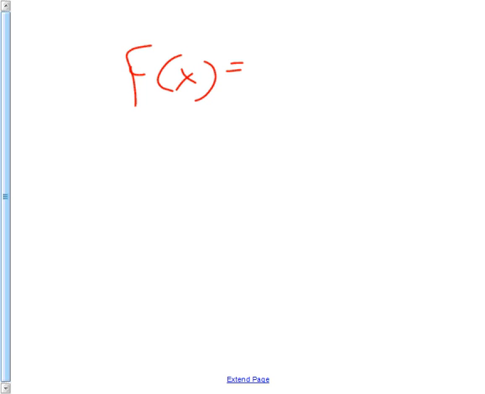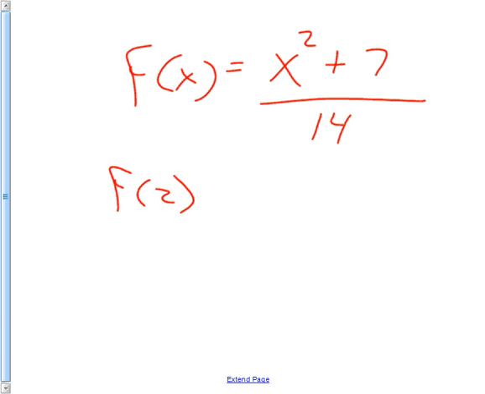Okay, so we've been talking about functions. There's f of x equals x squared plus 7 over 14. I would like you just to start off with an easy one. Figure out f of 2. You can do it in your head if you want to. Just write down the answer.